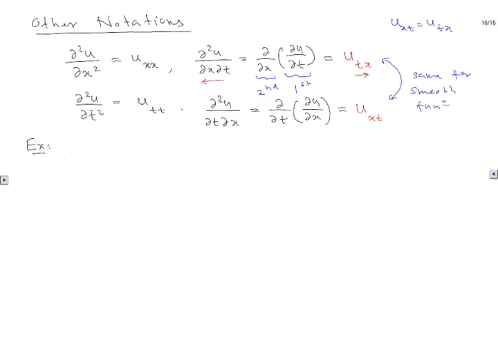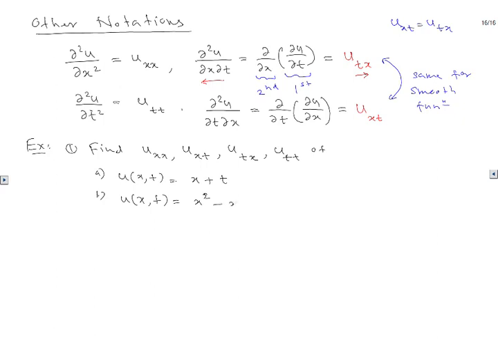So let's say the first one, find u_xx, u_xt, u_tx, u_tt of these three. (a) u(x,t) = x plus t, (b) u(x,t) = x squared minus xt plus 3, and then (c) u(x,t) = x over t. Yeah, be careful, you have to use the quotient rule for that.